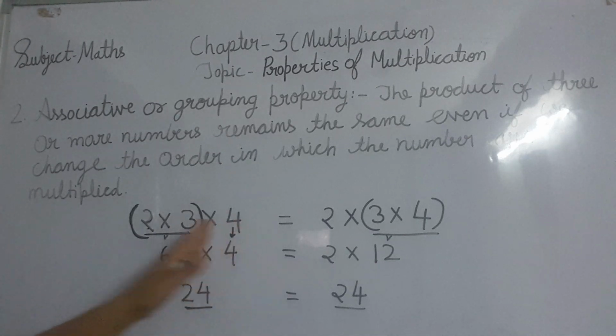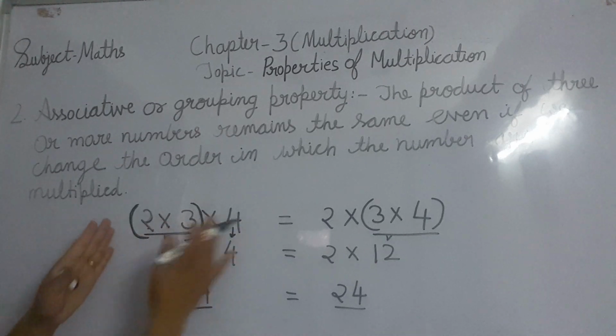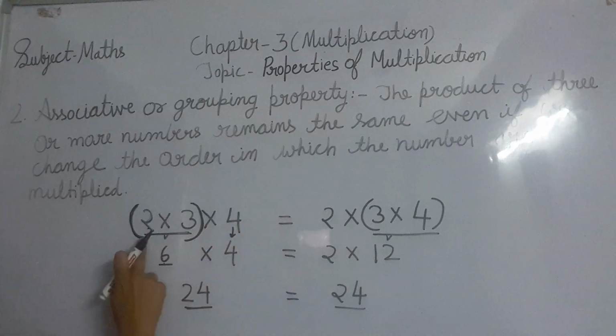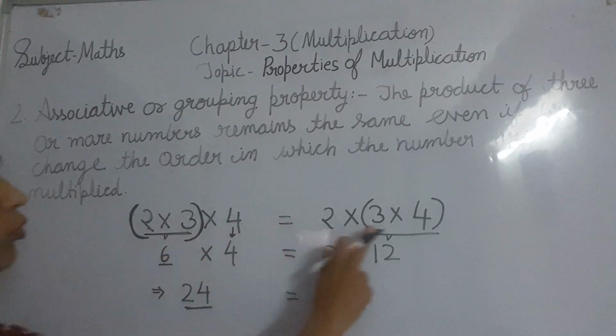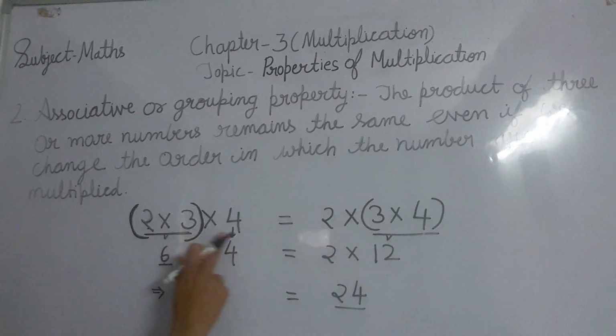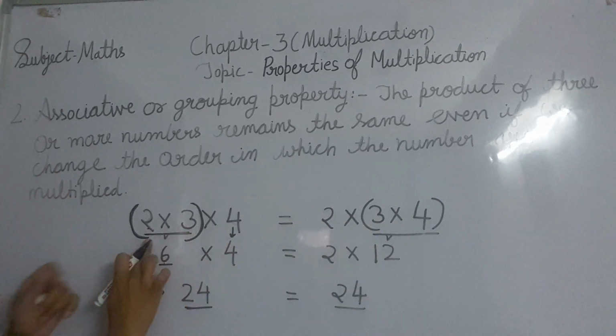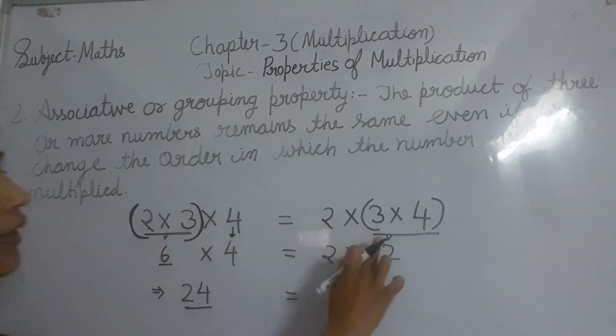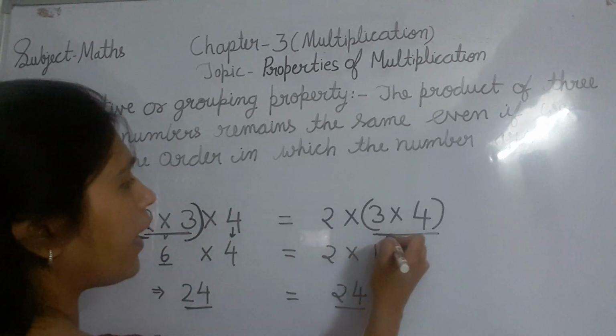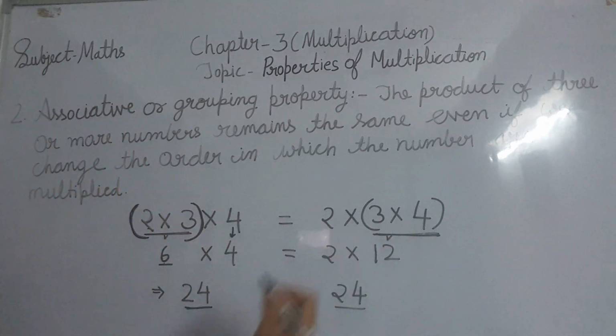Now I am changing their group. The numbers are the same here: 2, 3, 4. I am multiplying the same 3 numbers, but now I am changing their group. Here I have made the group of 2 and 3, and here I am making the group of 3 and 4. So now let's solve.